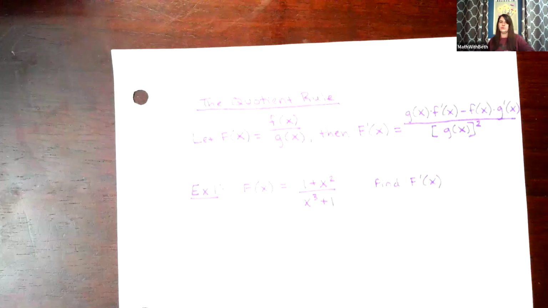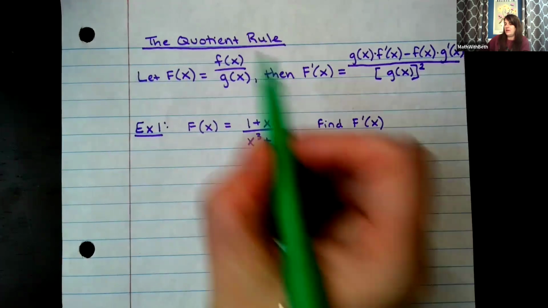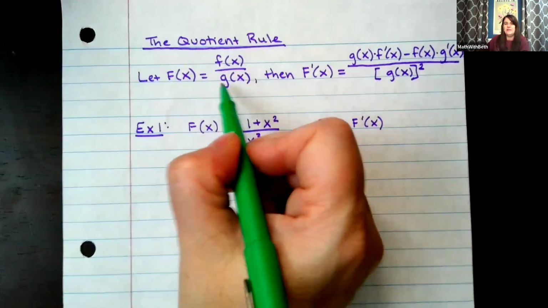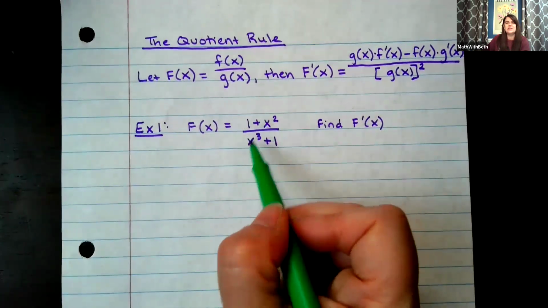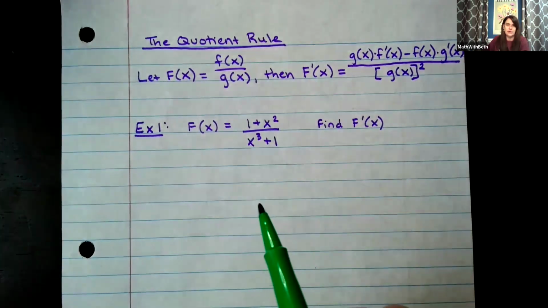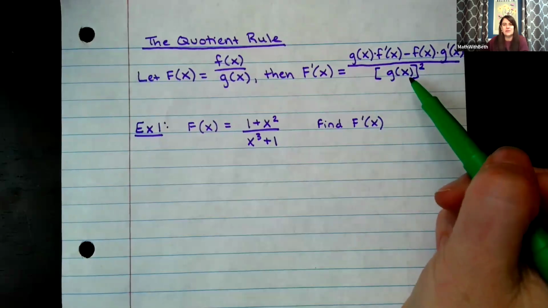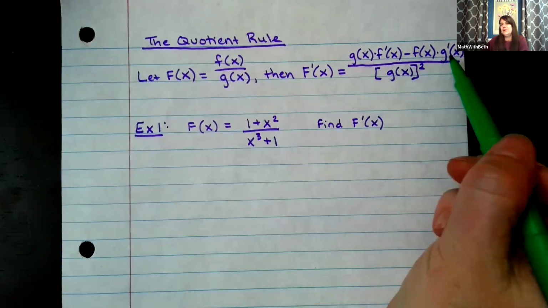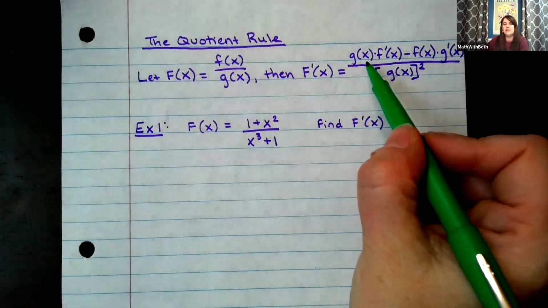Now for the quotient rule. So the quotient rule is used when you have a function on top and a different function on the bottom. So something like this, where you can't easily reduce it and make it simpler. Here is the formula for the quotient rule, so it's a little trickier. The top is similar to the product rule, except it's minus. You have to do it in this order, though.